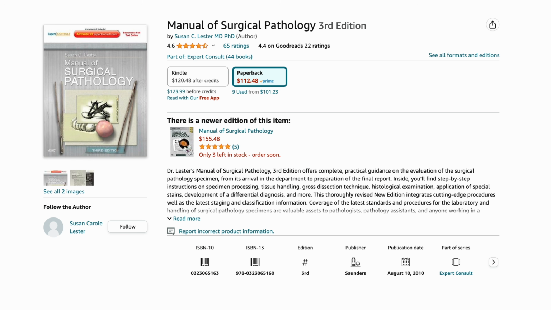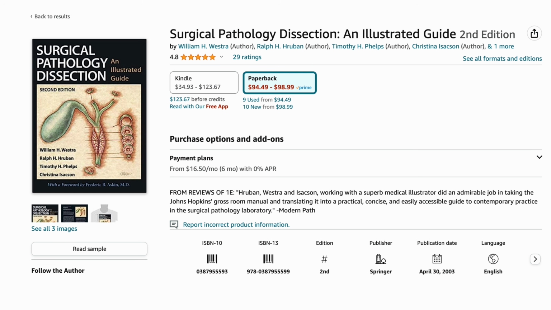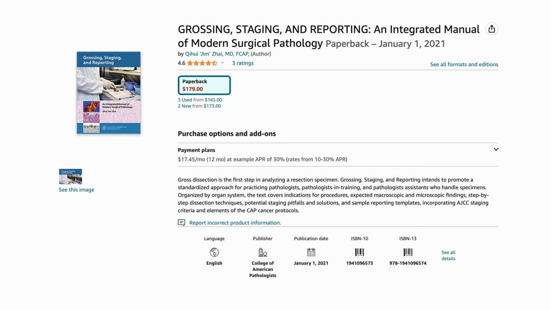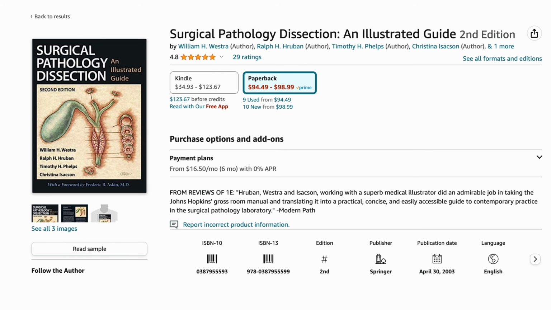In terms of grossing, Dr. Susan Lester's Manual of Surgical Pathology will be the most recommended book for you. There's another great book, which is Westra's Surgical Pathology Dissection, and there's another book, Atlas of Surgical Pathology Grossing, and Grossing, Staging and Reporting from CAP. All are very nice. I would maybe recommend Westra's, for me personally.